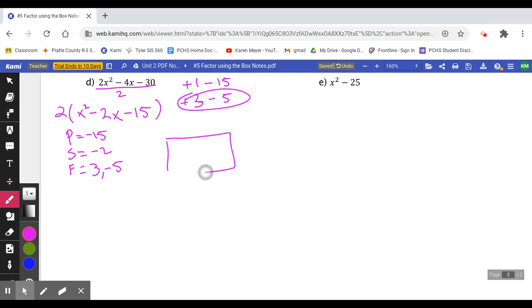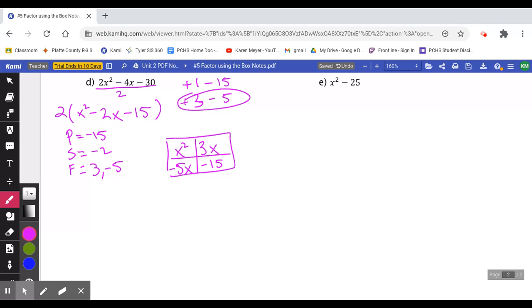So now I'm going to make my box. First term is x squared. The middle boxes will be my factors. So 3x, negative 5x. And last term is negative 15. Make sure you don't go back to the original problem. Make sure you're looking at the information that's inside that parentheses there.